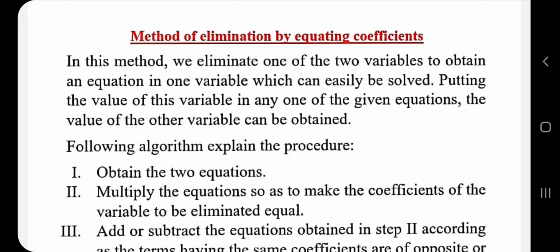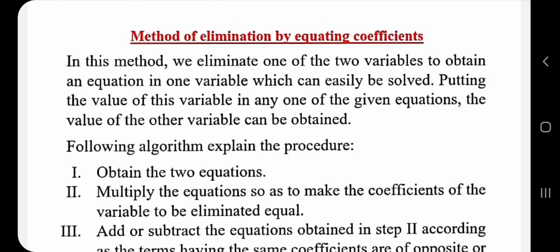Good morning, children. Today we will see the algebraic method of solving a pair of linear equations, and this is part 3. In the first part we did the graphical method, in the second part we did the method of elimination by substitution, and this is the method of elimination by equating coefficients.